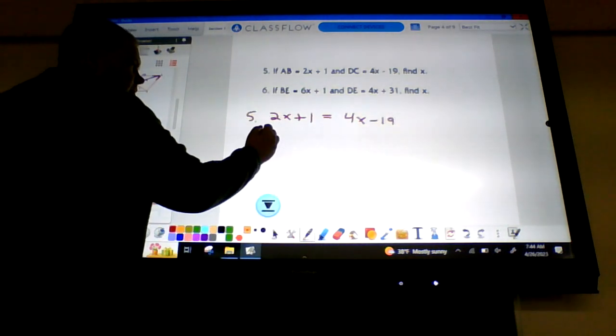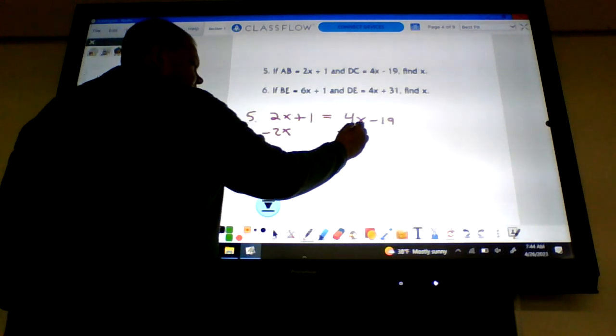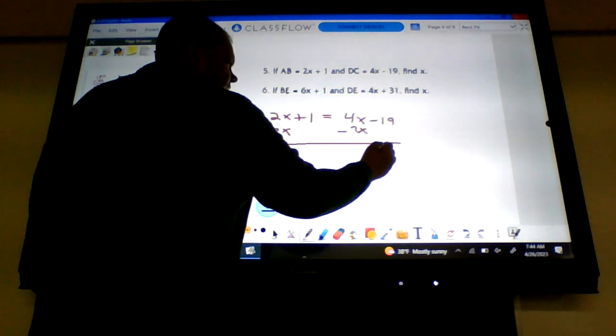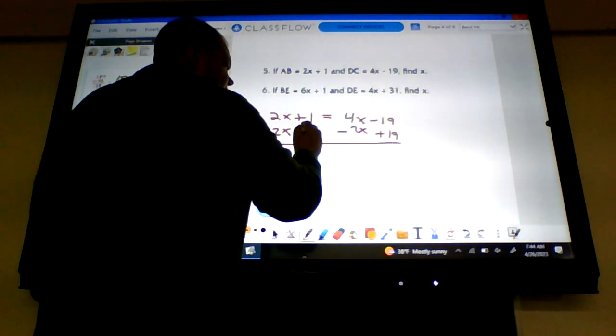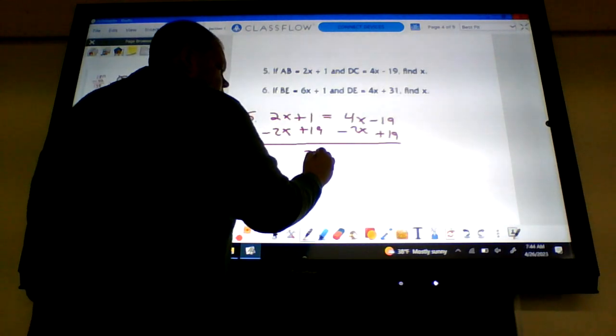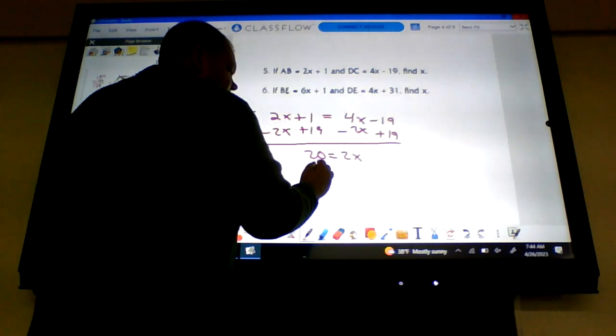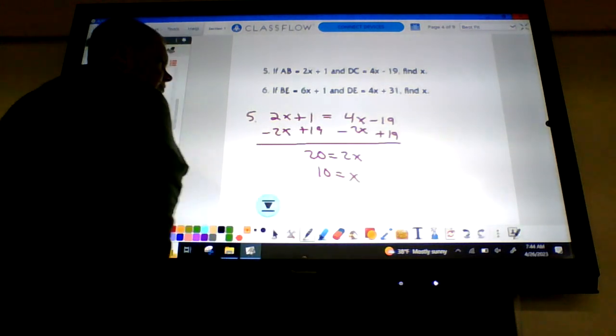And now we're solving a normal linear equation, so we subtract the x's from both sides. We'll bring the 19 over at the same time. So 20 equals 2x, and then our value for x is 10.